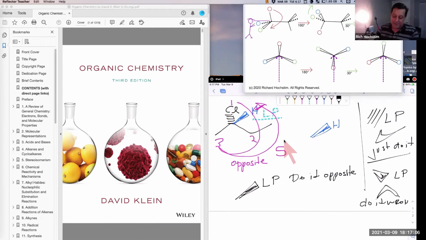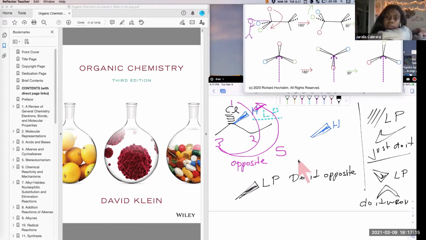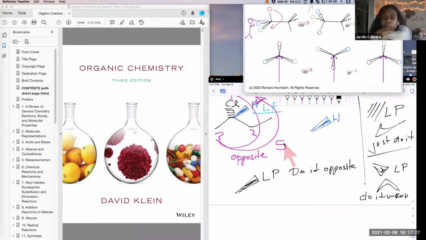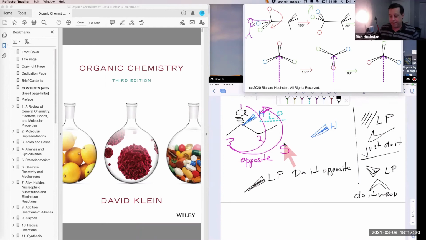Now, remember how I said that if you switch two groups, you get the opposite configuration? Yes. Okay. So let me ask you something. This is S, correct? We worked this out. This is S. Okay. So what I'm going to do here is draw this like this. I'm going to put the hydrogen over here, and I'll put the chlorine over here, and I'll put the methyl group over here.